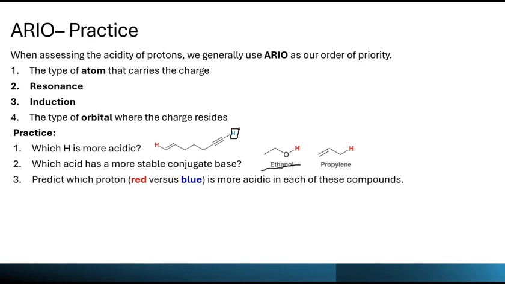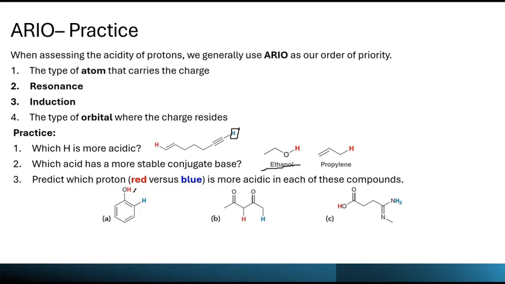Let's predict which proton, red versus blue, is more acidic in each of these compounds. Let's start with letter A. Is it the red one or the blue one? Again, in this case, it's a type of atom, O versus C. O is more electronegative, and therefore the one in red is going to be the more acidic one.